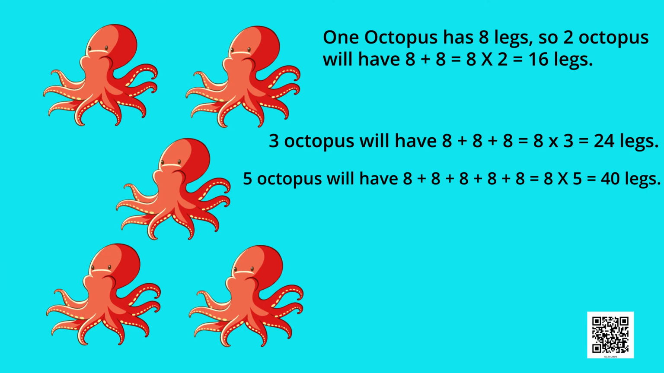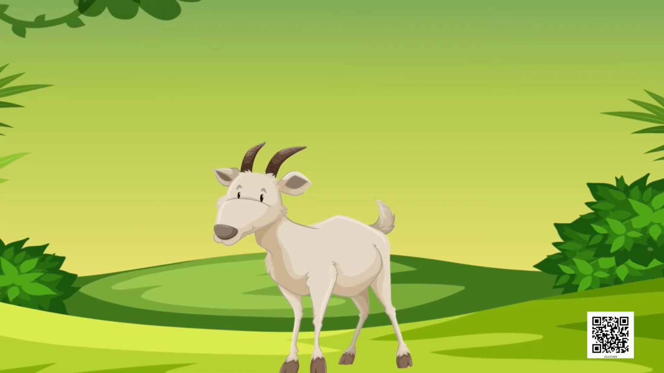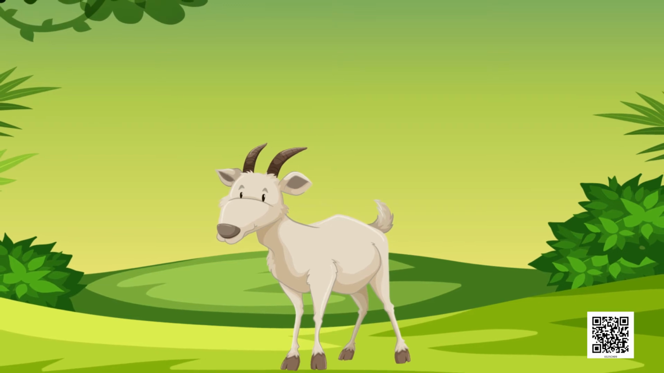So children, have you noticed, when we want to find out number of legs 5 octopuses have, instead of adding 8 again and again, we have multiplied 8 by 5 and found that 8 multiplied by 5 is equal to 40. Now see, this is a goat whose name is Sheena.